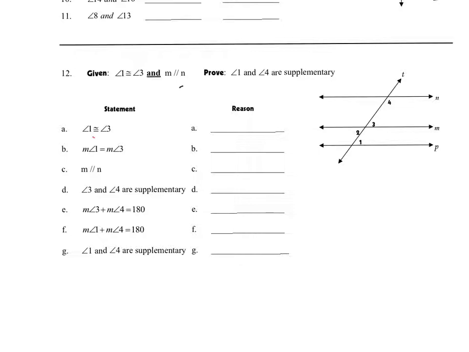We're given angle 1 is congruent to angle 3, and that was part of our given information. As soon as we are told that they are congruent, then we know that the measure of angle 1 is equal to the measure of angle 3, and that is our definition of congruency. Now, our other piece of given information is that line M is parallel to line N, and that is given.